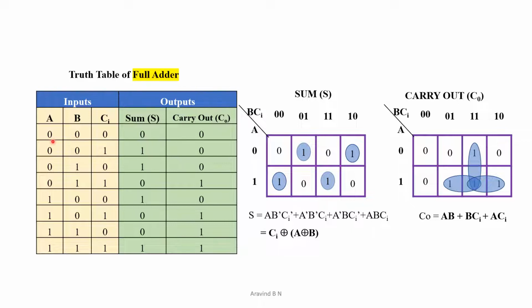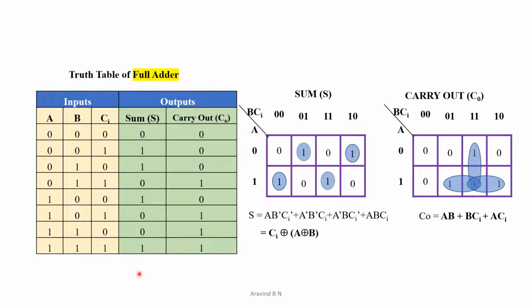Now this is the binary addition we are going to consider. So all three inputs are 0, output is also 0. Then input 0, 0, 1, output is 1 and 0. Input is 0, 1, 0, output is 1, 0. So like that we'll proceed till 1, 1, 1 is the input. Output is going to be sum is 1 as well as the carry is 1.